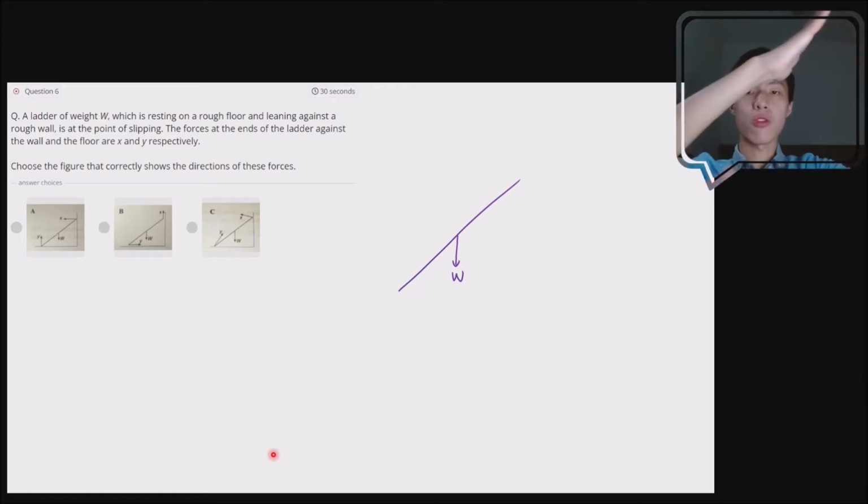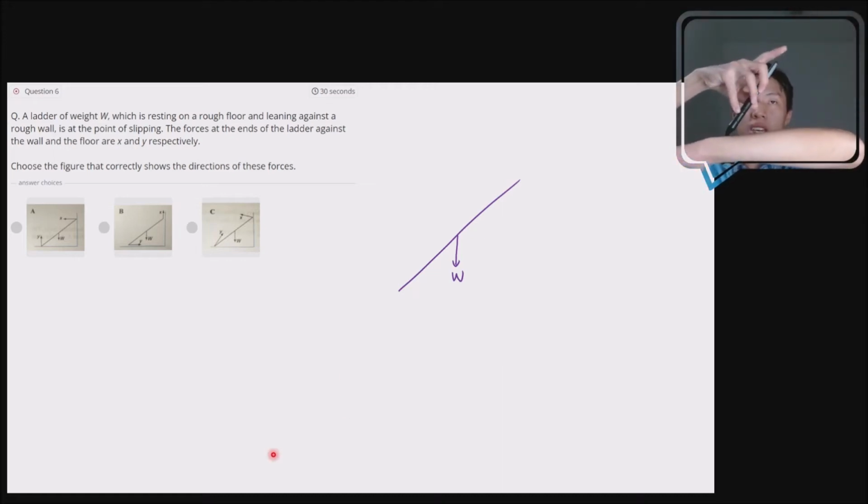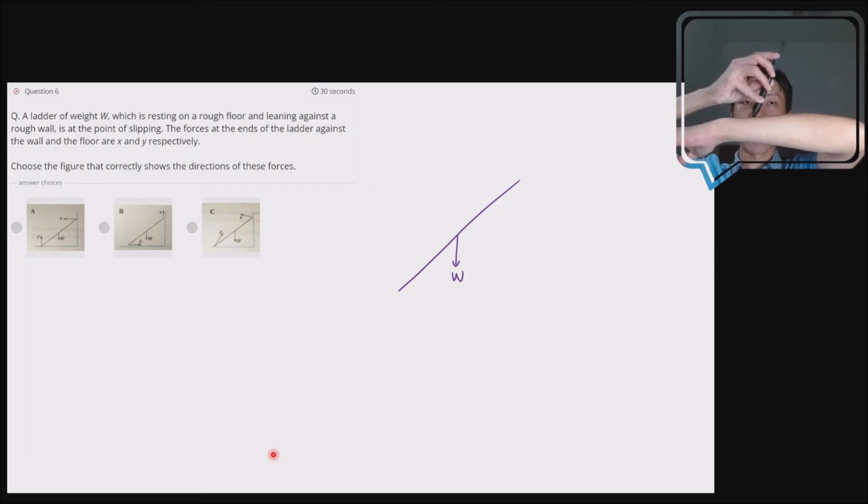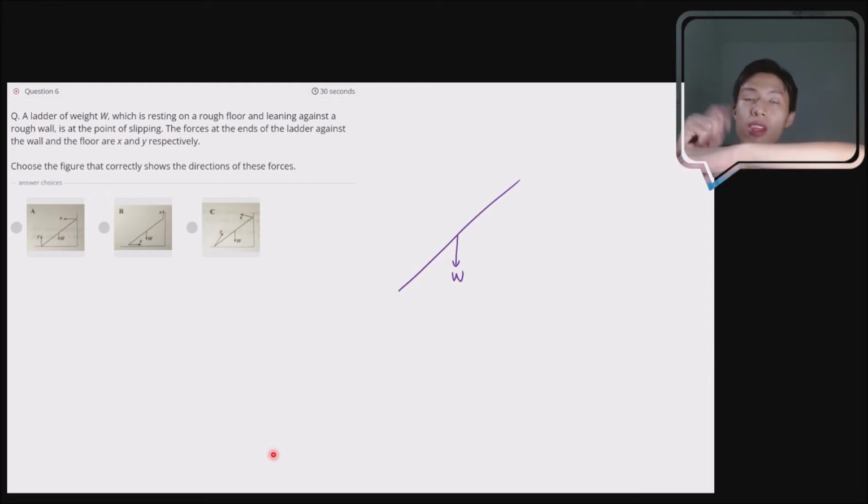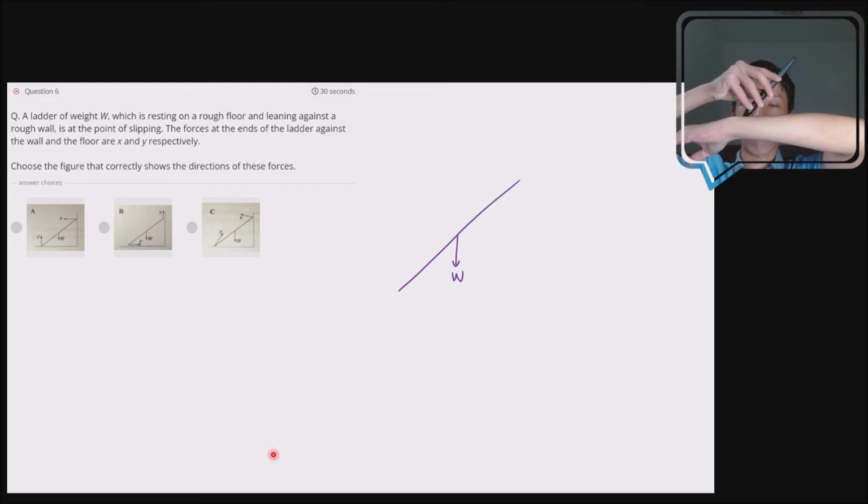The ladder will be going to sleep. Okay, the ladder will be sleeping. If it's sleeping, then you slip down like this, right? This is how a ladder will sleep. So at the floor, the ladder will try to slip to the left, and friction is trying to prevent that from happening. So to prevent that from happening, your friction will have to point towards the right.